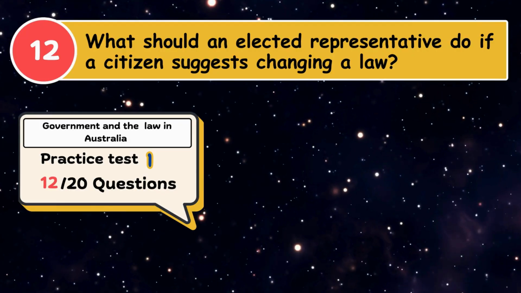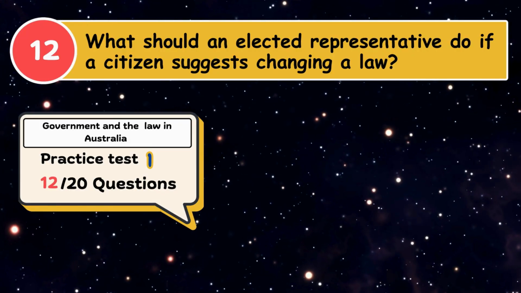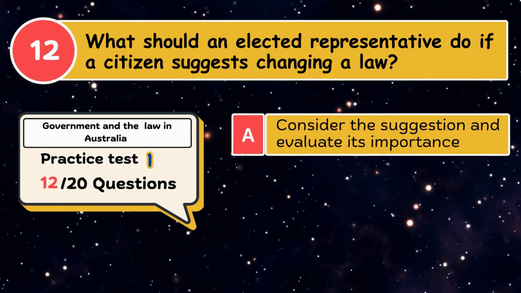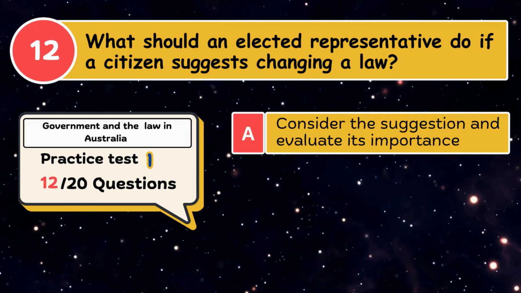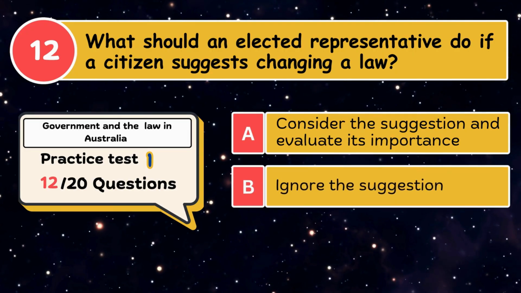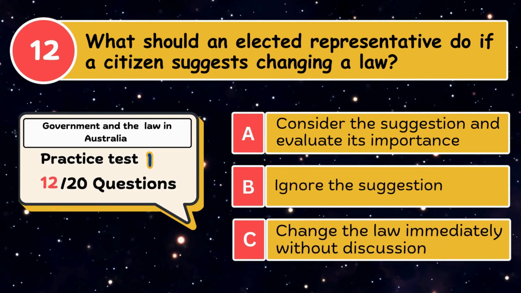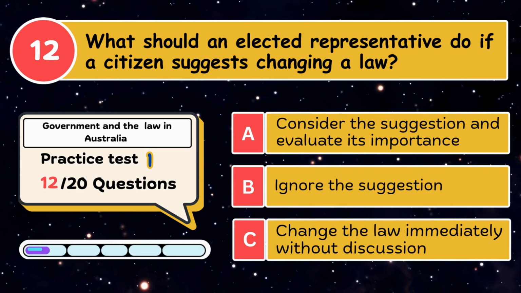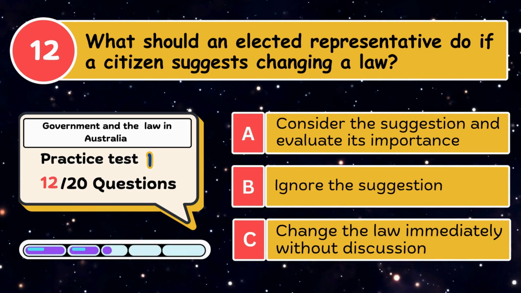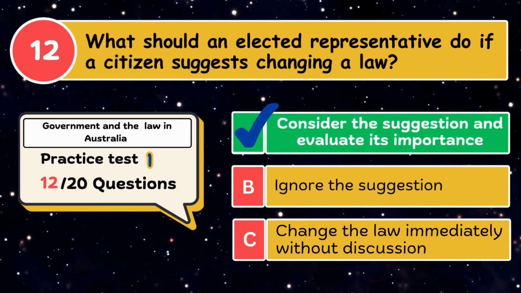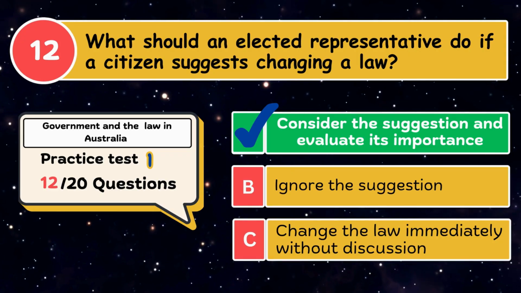What should an elected representative do if a citizen suggests changing a law? A. Consider the suggestion and evaluate its importance. B. Ignore the suggestion. C. Change the law immediately without discussion. The correct answer is consider the suggestion and evaluate its importance.